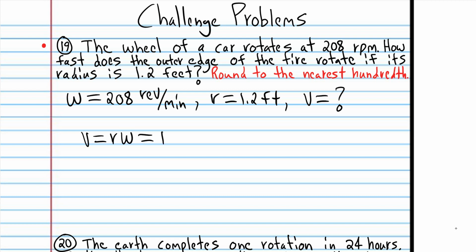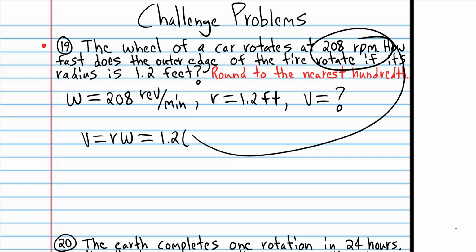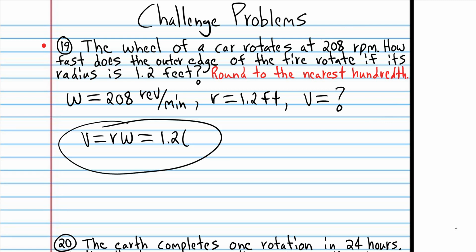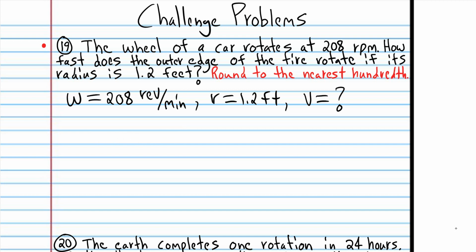So we can just use the radius, 1.2, and then multiply by the linear velocity, which is 208 RPMs. The problem is this equation does not work with revolutions per minute. Remember, this equation only works when we have radian units for the angular velocity. So we can't do that. The first step of the problem is to actually convert, and that's why these are challenge problems, because we have to convert from RPMs to radians.